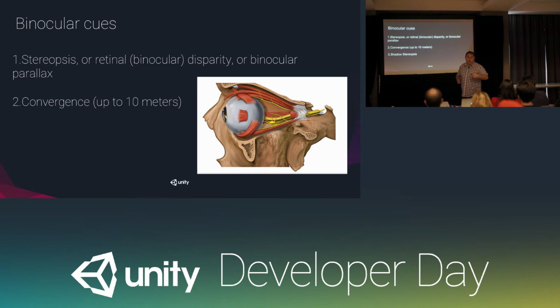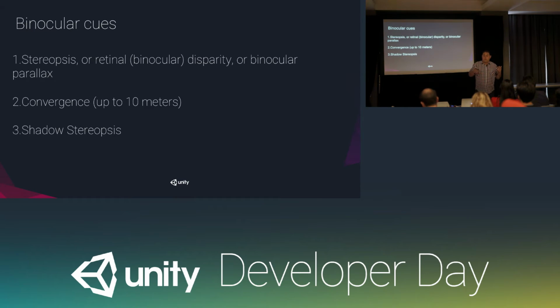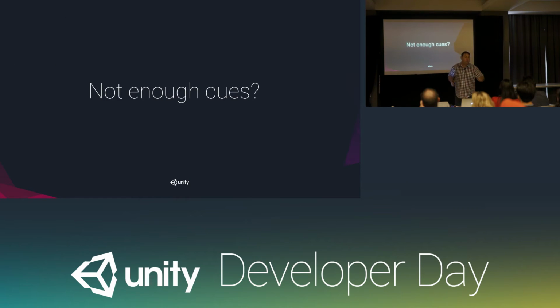Now, there's a third one, and we're going to talk later about that, a shadow stereopsis, because it doesn't exist in real life. So if you don't have enough cues, your brain makes it up.